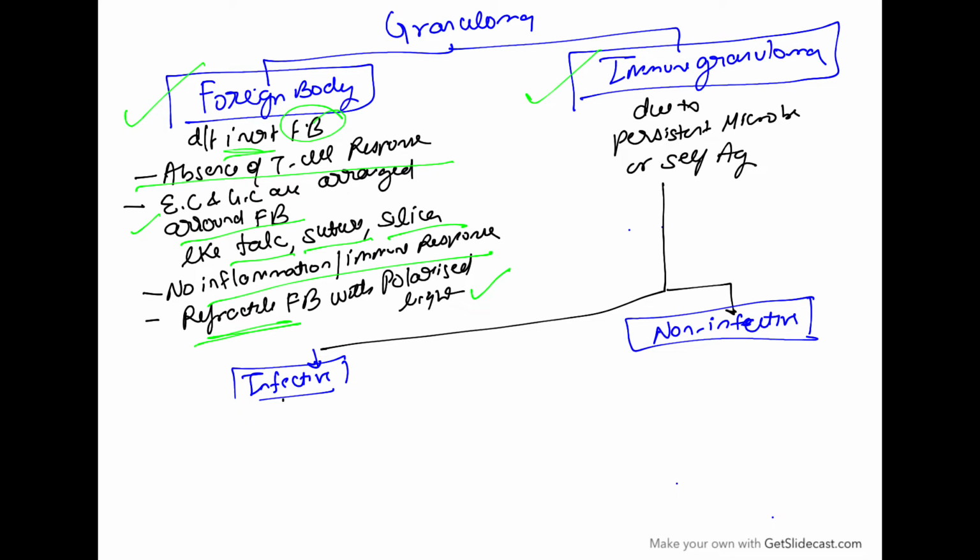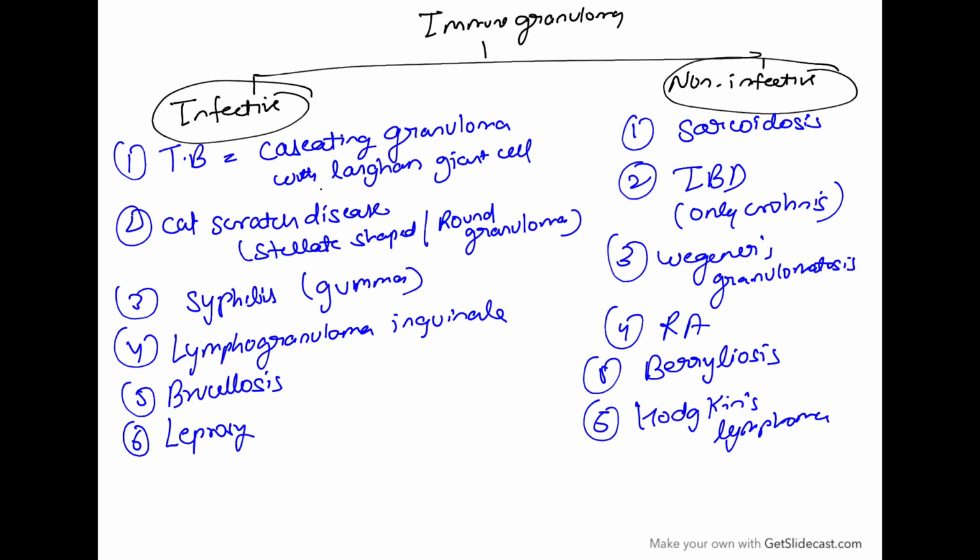Now, if we talk about immune granuloma, it is caused due to persistent microbe infection or due to self-antigen. Now, immune granuloma can be of two types. It could be infective or it could be non-infective also. Now, for infective, an example is tuberculosis. In tuberculosis, we specifically see caseating granuloma with Langhans giant cell.